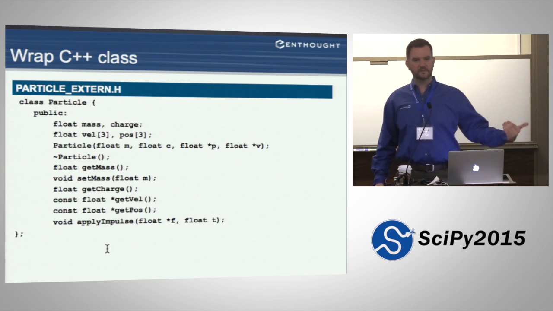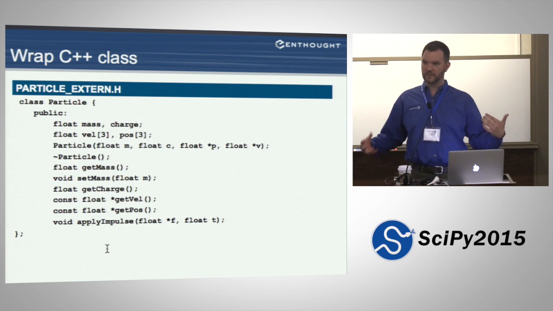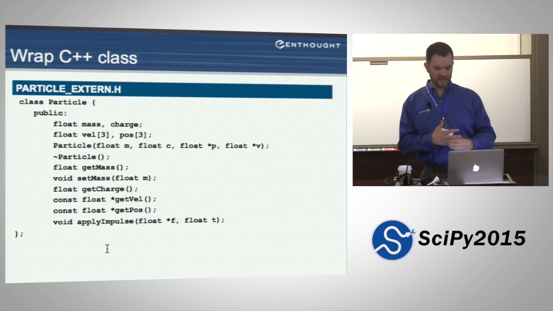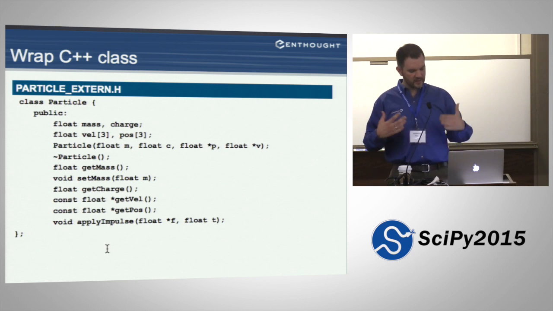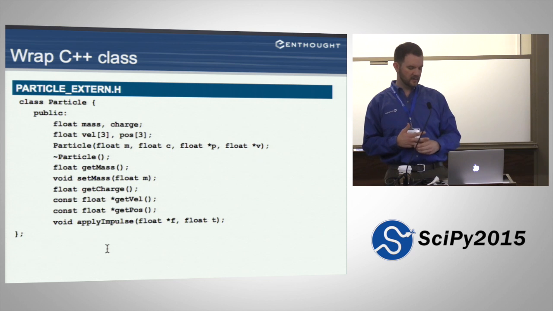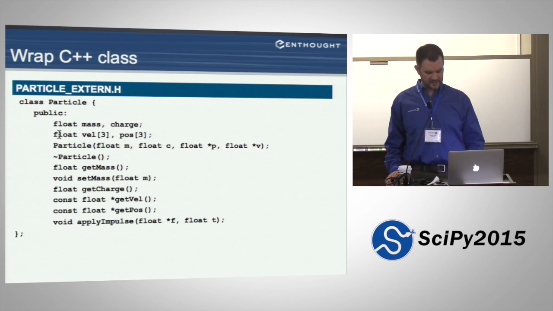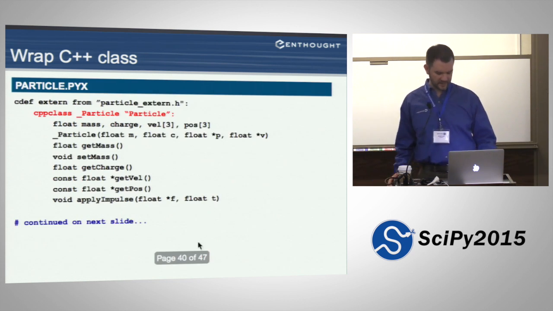And this really comes into play when we're wrapping C++, because often we're wrapping classes in C++, and we want some natural way to expose and represent those classes in Python. So let's say we have a particle class that we're wrapping in Python. And we have a very simple interface here, just some public attributes, a constructor, a destructor, some simple methods, that sort of thing.